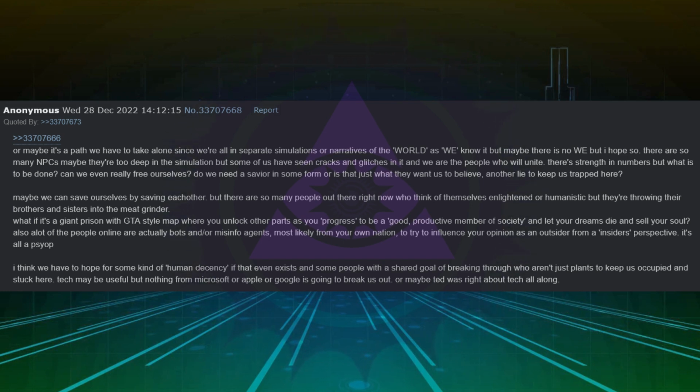There are so many NPCs. Maybe they're too deep in the simulation, but some of us have seen cracks and glitches in it, and we are the people who will unite. There's strength in numbers, but what is to be done? Can we even really free ourselves? Do we need a savior in some form, or is that just what they want us to believe, another lie to keep us trapped here? Maybe we can save ourselves by saving each other.